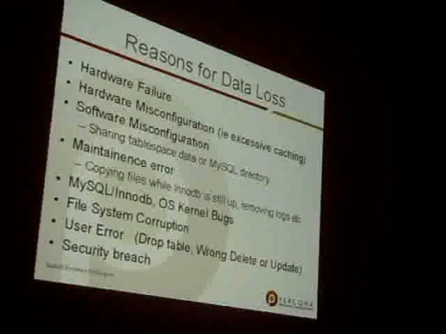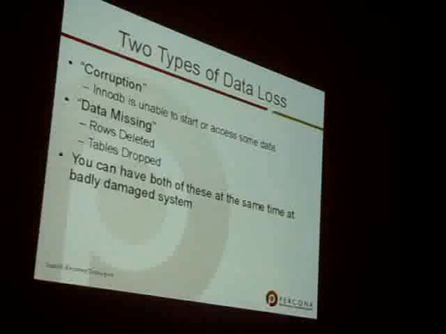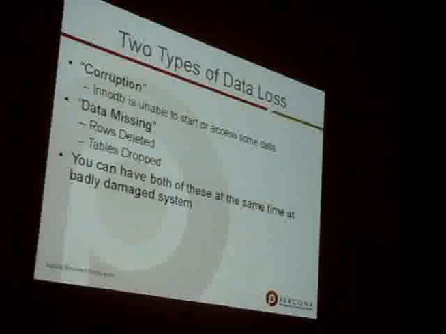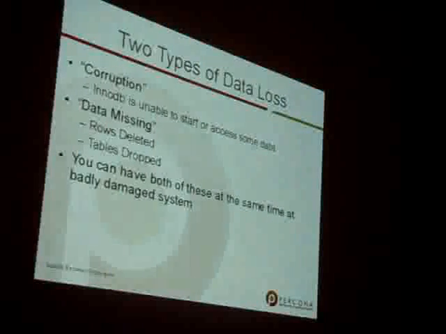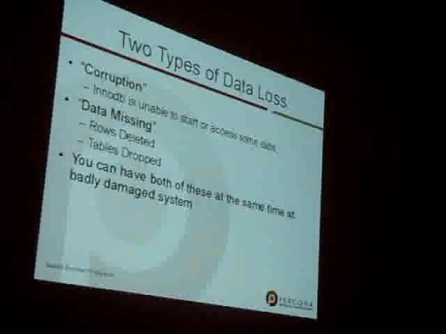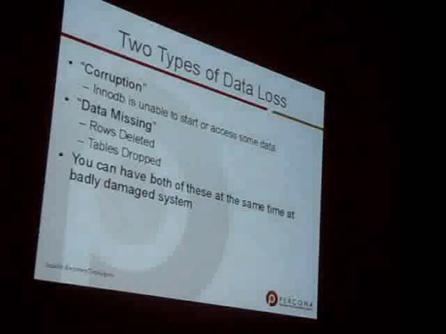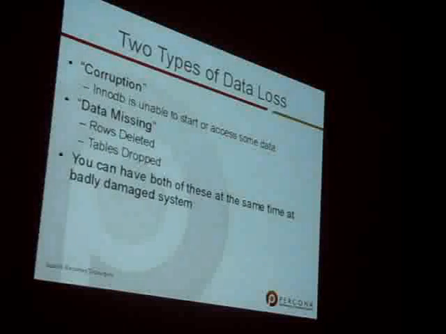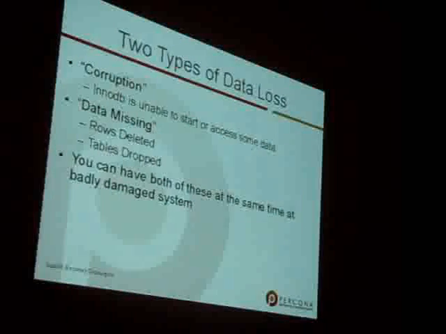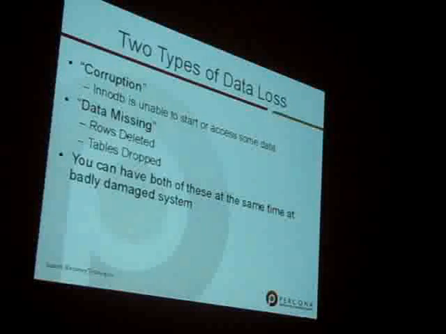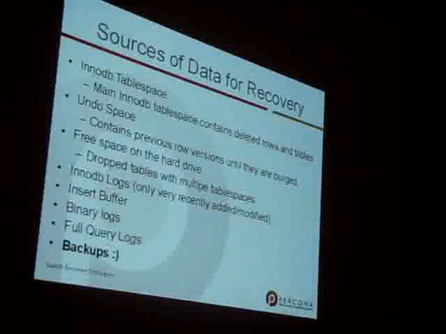So now I would look at the two main types of data loss, which you can characterize as corruption, and then typically it happens like InnoDB is unable to start, or you get errors while trying to access your data, and then missing data, when you can have rows deleted and table drops. Now, this doesn't exclude each other. You can have a combination of both factors, but you have to look at those separately as you go in the data recovery process.